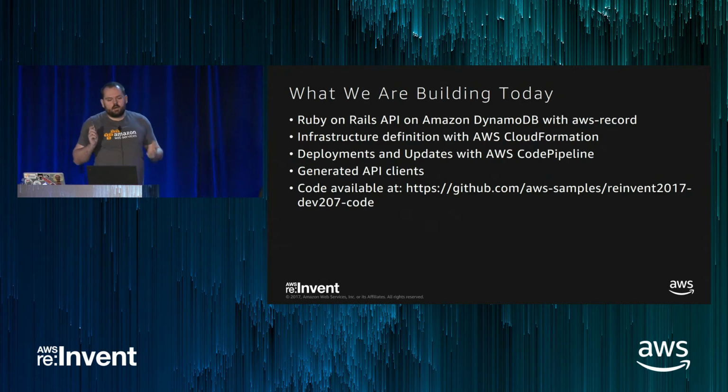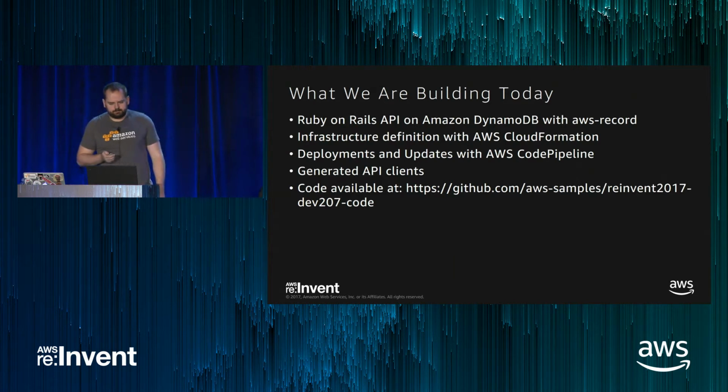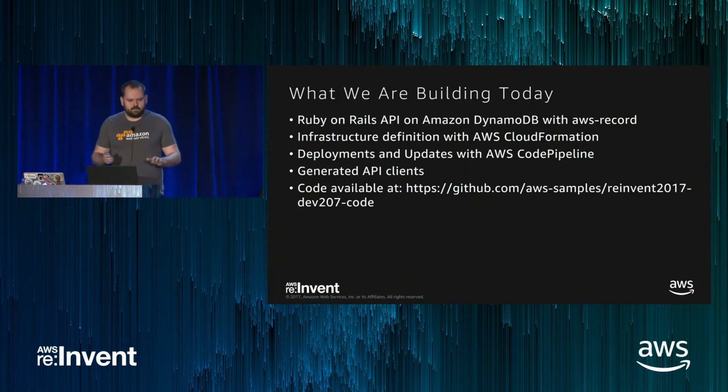All the code you need to check this out is available on GitHub right now. I'll have the link up again at the end of the talk if you are rushing to type that out. It's on reInvent 2017 DEV207 code. I've linked it out on Twitter. I'll leave it up again at the end of the talk so you can track it down. The code that we're running through is all available on GitHub if you want to play around with it.